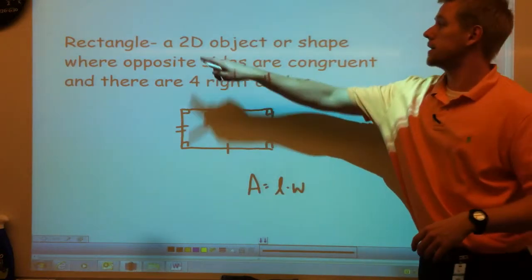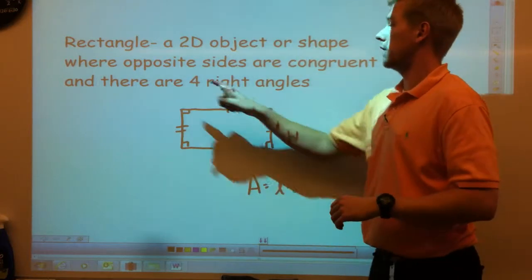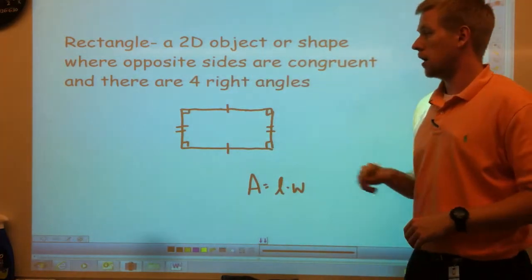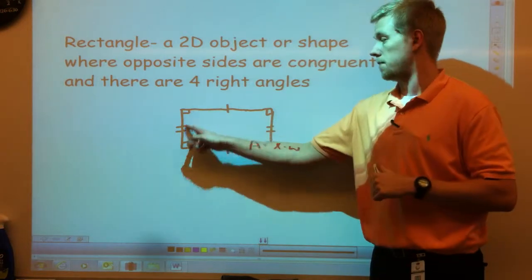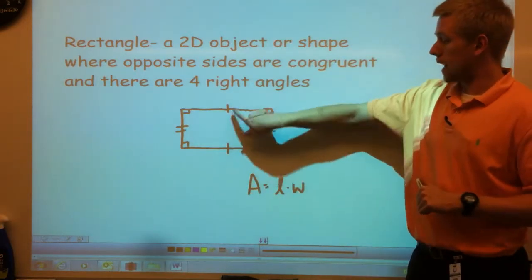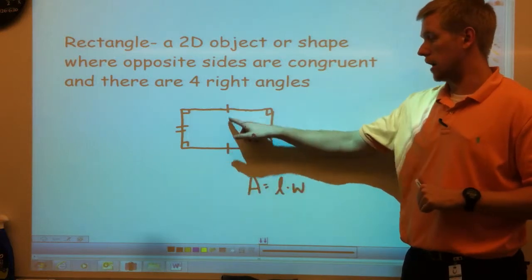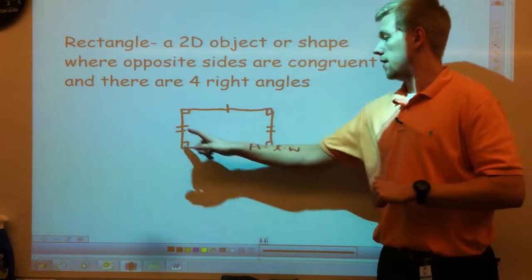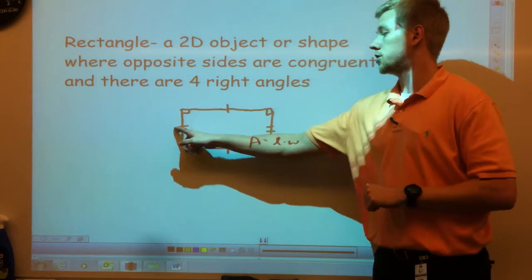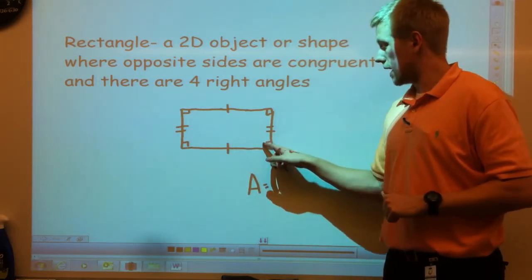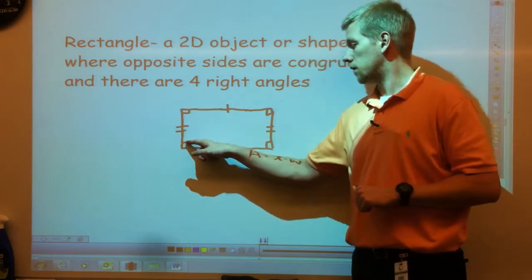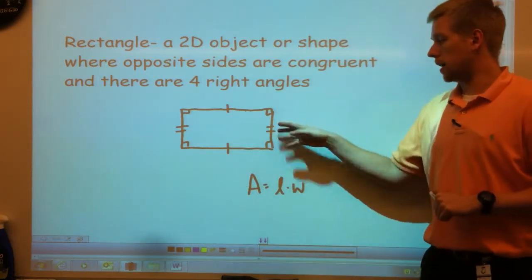Your first shape, a rectangle, is a two-dimensional object where the opposite sides are congruent, and then there are four right angles. So as you see here, draw a picture of a rectangle. My sides opposite from each other are congruent, and I show that by these tick marks. And then the other two sides are also opposite from each other. They are also congruent. And then on the inside, I have my four right angles here. Okay? So that shows that I have a rectangle.